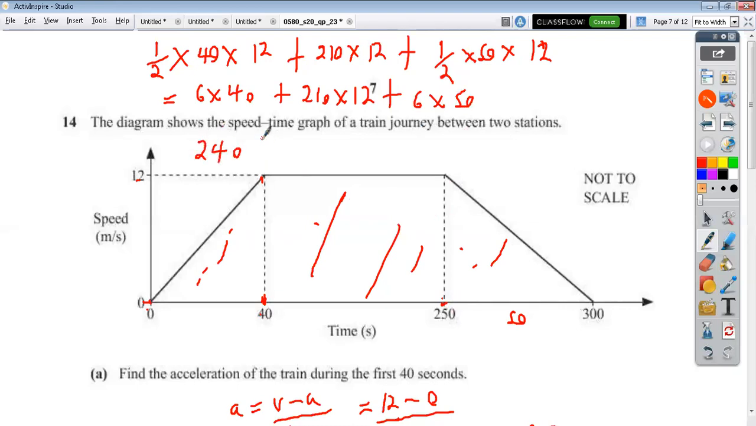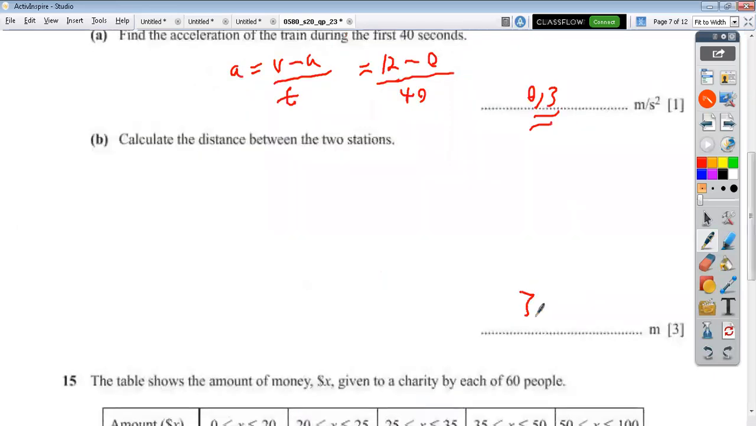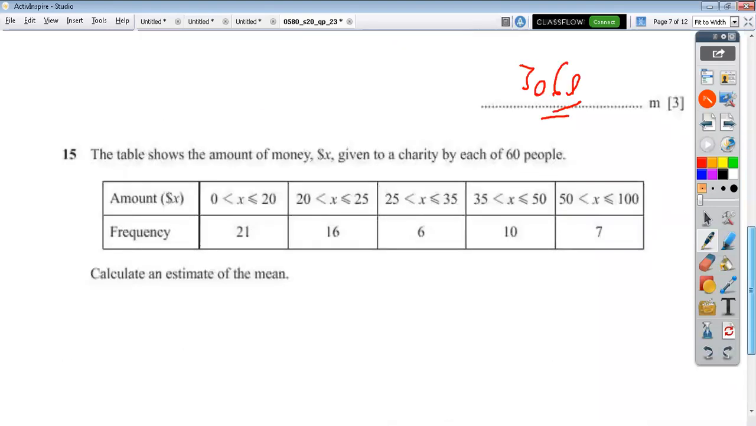240, use the calculator, plus 2,520, plus 300. Now, what do you get? What's the final answer? 3,060. That's correct, 3,060 meters. Then you get your marks for free.